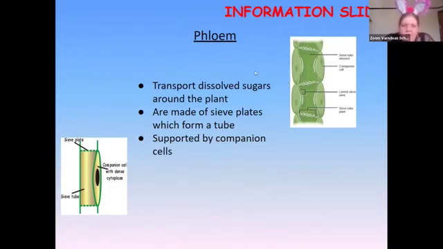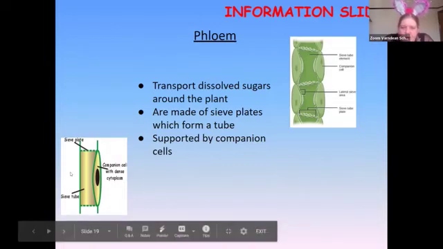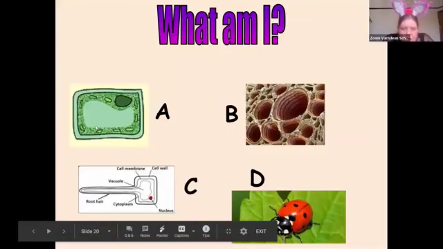But the key thing with phloem is they transport dissolved sugars around the plant and are made of sieve plates, which form this lovely tube, and there's a little sieve plate here, and then companion cells, which provide them with support so they can keep their structure. Okay, and I know I've gone quickly again, but I'll remind you this is being recorded, so you will be able to watch it later.